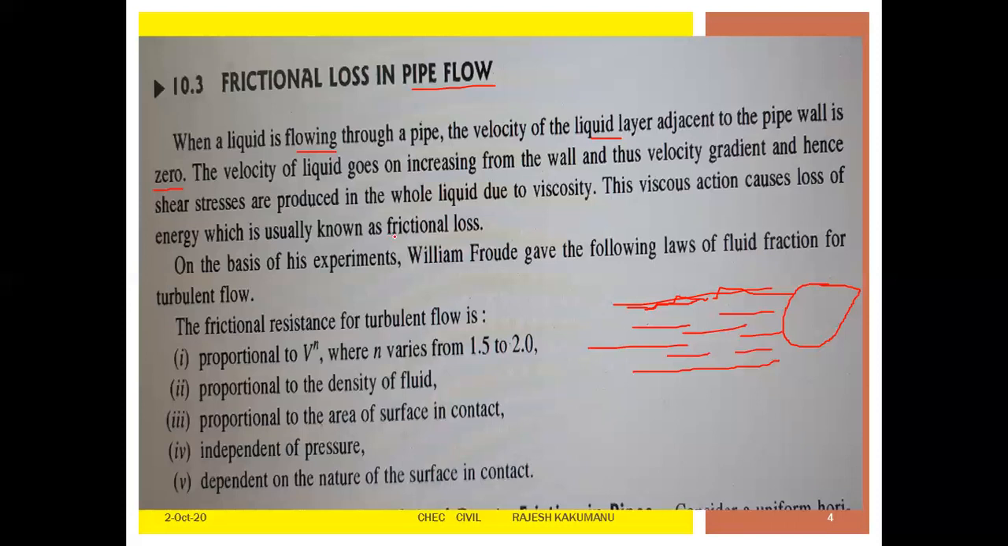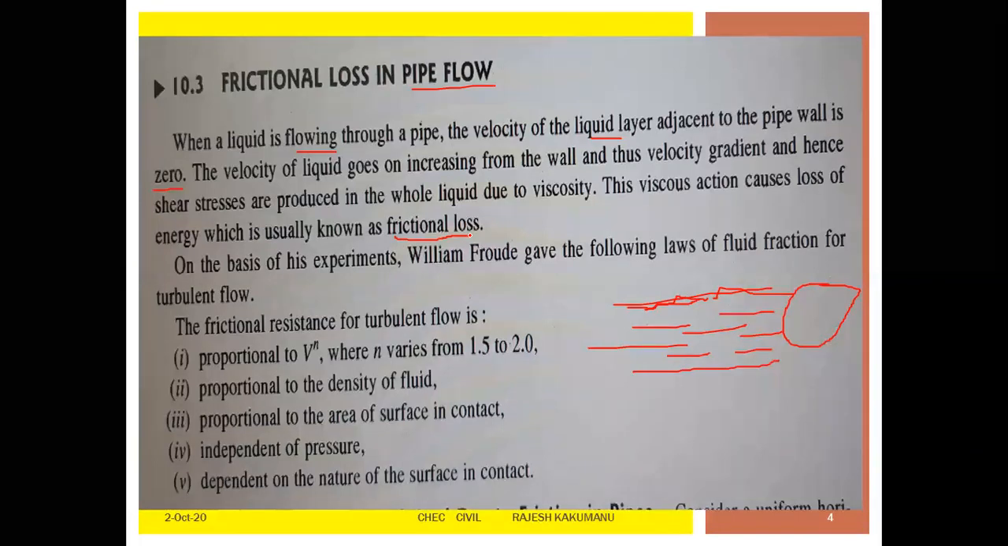So what happens whenever the velocity is zero at the layer adjacent to the walls of the pipe, and keeps on increasing towards the center, the velocity gradient and the stresses are also increasing. Whenever the viscous action increases, friction loss takes place, right? This causes loss of friction losses.